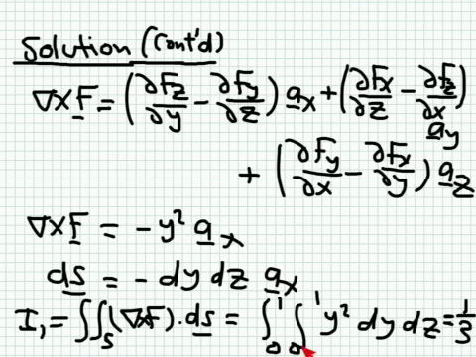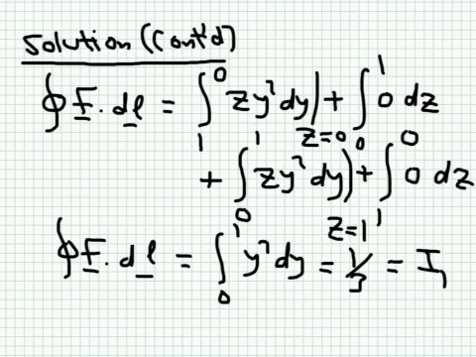Remember, y will go from 0 to 1. We are integrating over the area. Z from 0 to 1. So we are integrating y squared dy dz. That gives you y cubed over 3. You put upper limit minus lower limit, and you end up getting 1/3 here. The integral of dz will give you z between 0 and 1, so you end up with 1.